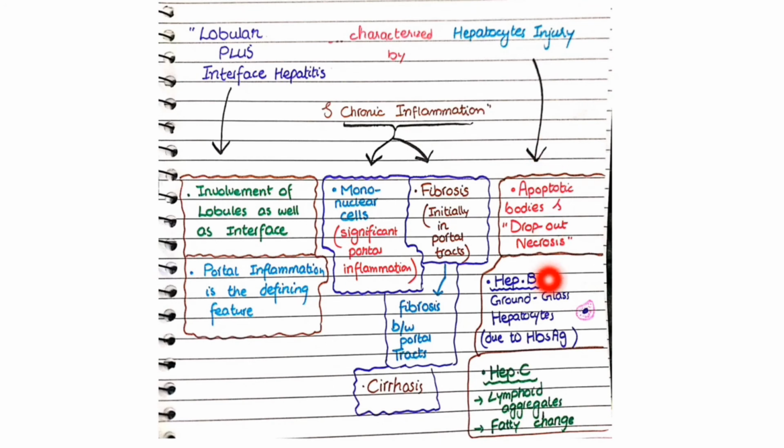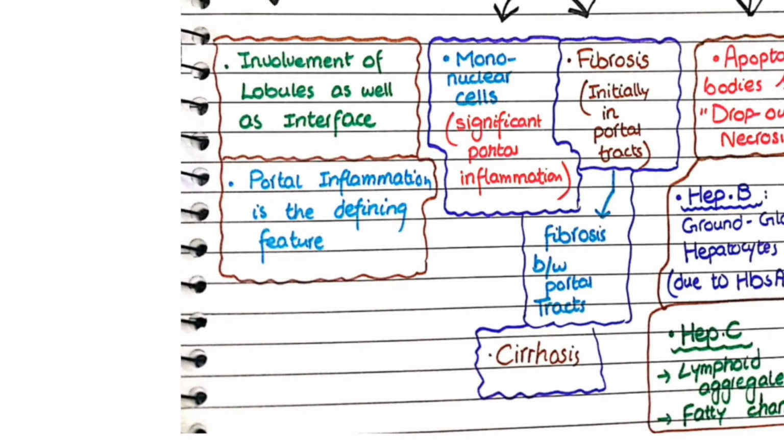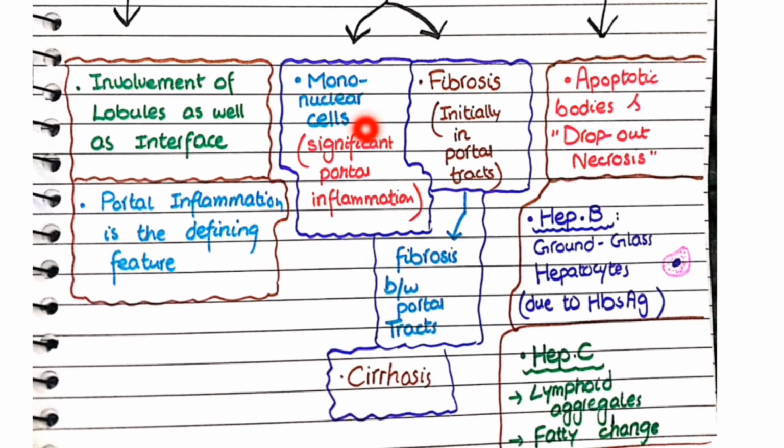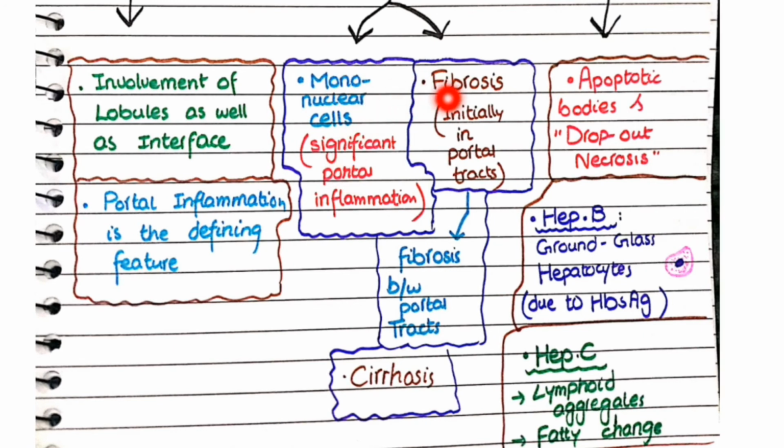So this was all you need to know about hepatocytic injury. Now the third keyword is chronic inflammation. Lobular plus interface hepatitis is characterized by hepatocytic injury and chronic inflammation. So chronic inflammation is our third keyword, and here by chronic inflammation you need to remember both the inflammatory cells as well as fibrosis. As far as the inflammatory cells are concerned, similar to acute viral hepatitis, the inflammatory cells here are mononuclear cells, that is lymphocytes, macrophages or plasma cells.